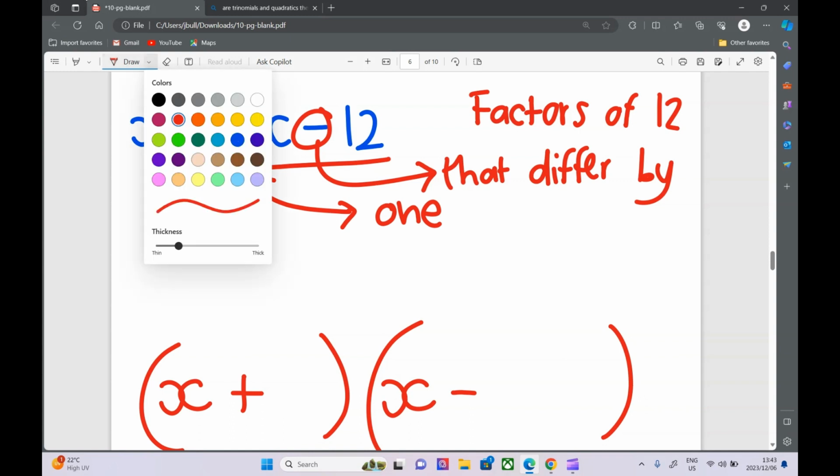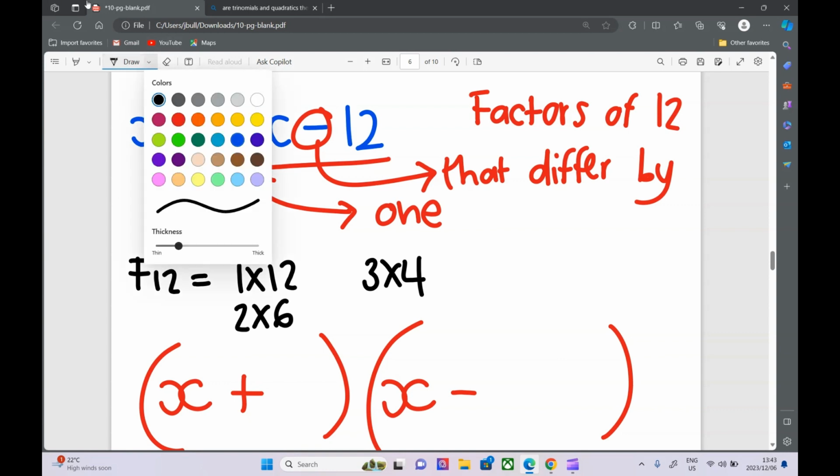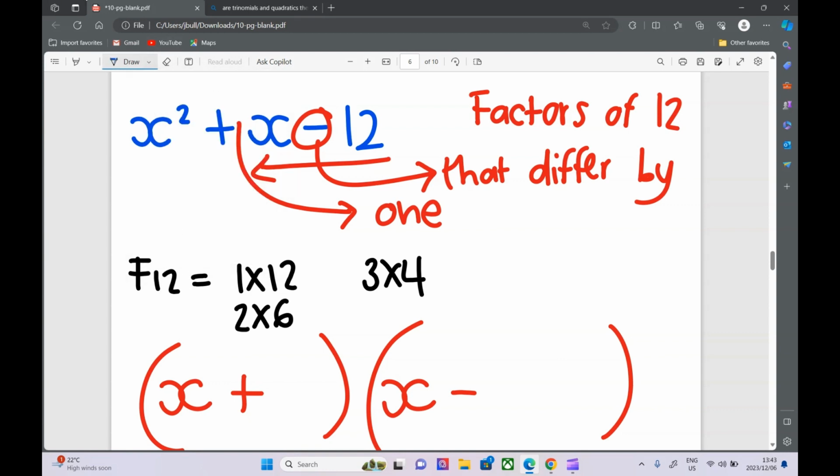Okay, so let's get our factors of 12. We just did the factors of 12, so luckily we got them right there. So 1 times 12, 2 times 6, 3 times 4. We want to know which one of these, if we subtract them from each other, gives us a difference of 1. Okay, so let's see. 12 take away 1 is going to give us 11, so it can't be that one. 6 take away 2 is going to give us 4, so it can't be that one either. 4 take away 3 will give me a difference of 1, so it has to be these ones.